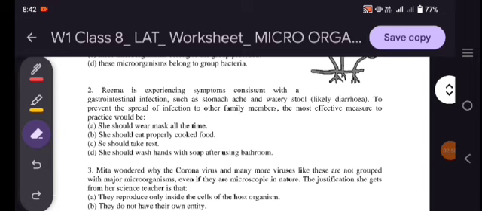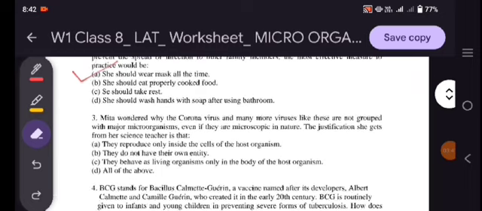If you watch carefully, the question was how to prevent the spread of infection to other family members, but options B, C and D, eating proper food, taking rest and washing hands, are preventions for her only. They are not for the family members. So option A is the correct answer. She should wear a mask all the time so that her family members do not get the infection she was diagnosed with. Let's come to the third question.